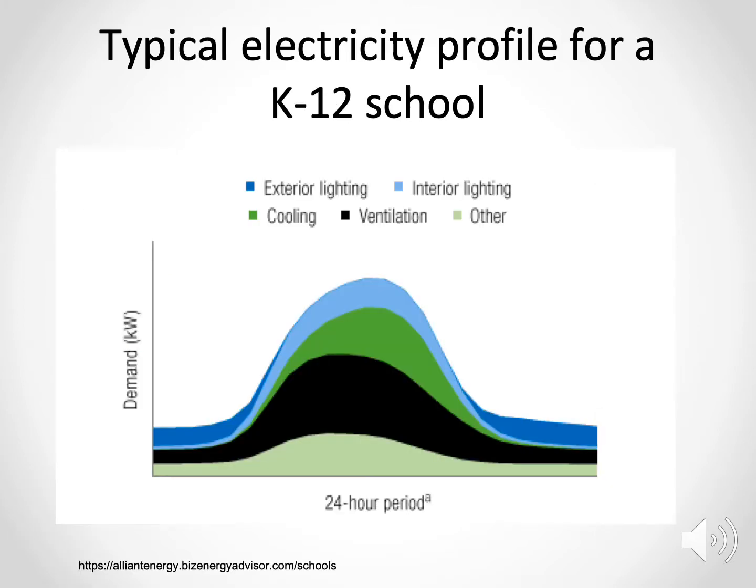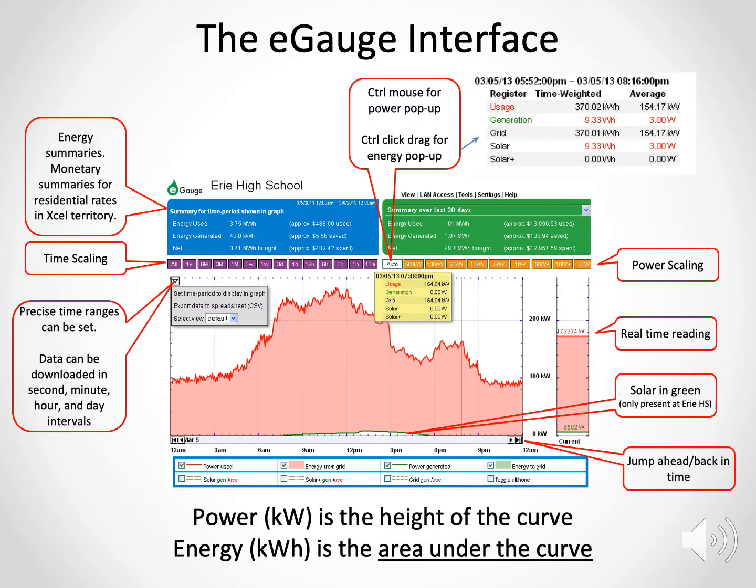This is a typical electricity profile for a K-12 school, and I'm showing you this because you'll see how much it aligns with what you'll see on the eGauge in the next slide. So this is what the eGauge interface looks like. You can see that it's lower in the nighttime, and then as the school day begins, it rises up. Lunch hour is usually the highest, and then it goes back down with the students leaving the building in the afternoon. And then there's probably some kind of after-school activity, some sports or something, where it goes back up again and then goes back down to the unoccupied level of electricity usage.